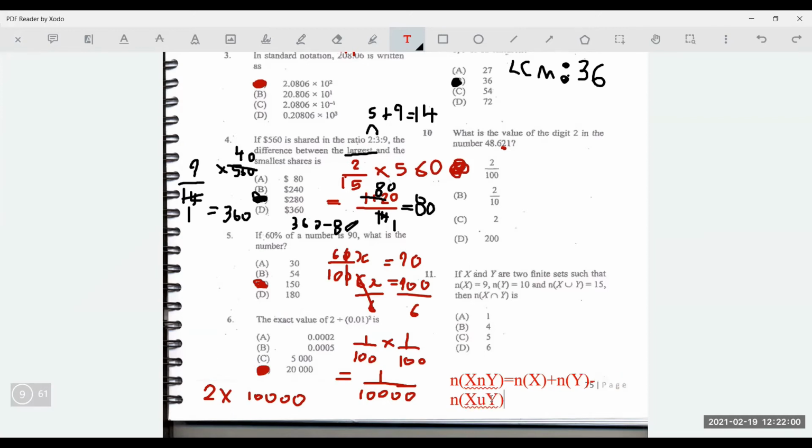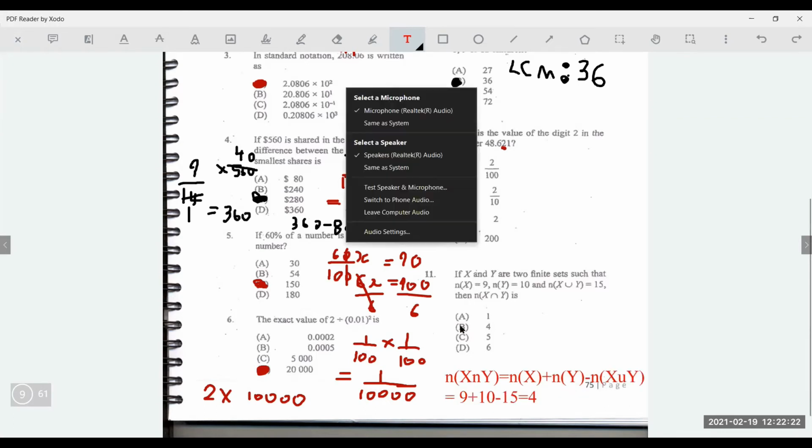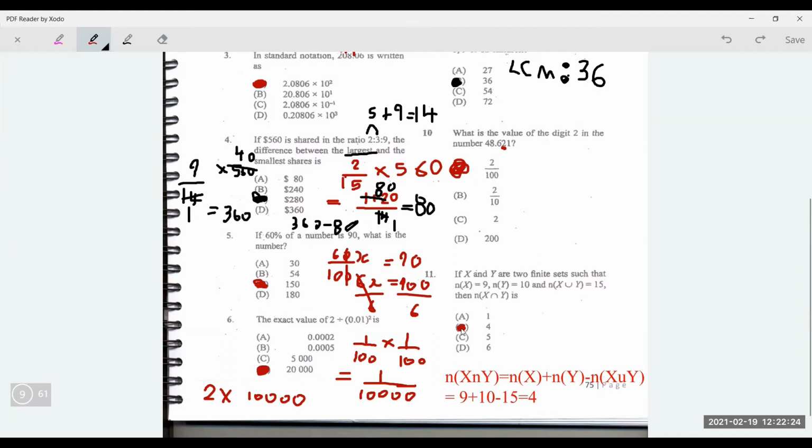And so what we're going to get is the number of elements in X, which is 9, plus the number of elements in Y, which is 10, minus the number of elements in X union Y, which is 15. 9 plus 10 is 19. 19 minus 15 equals 4. And so the number of elements in X intersect Y is 4, which is option B. Too easy.